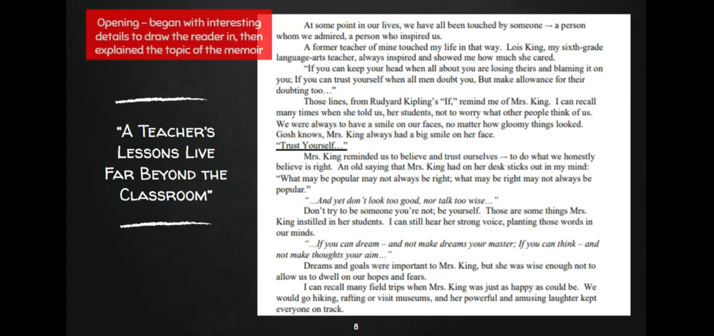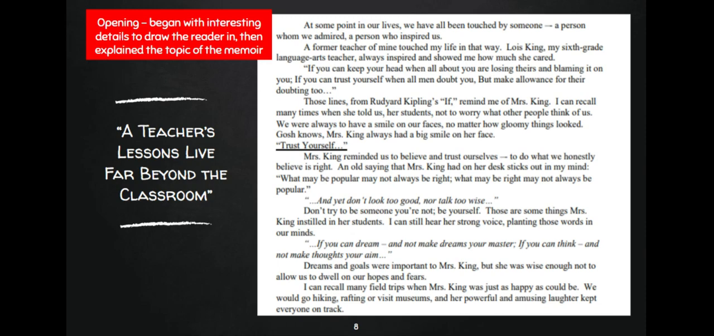And what we see here in the opening, we've got interesting details to draw the reader in, and then we get information about the topic of the memoir. This Mrs. King, the 6th grade language arts teacher, and the relationship that our writer has with Mrs. King.